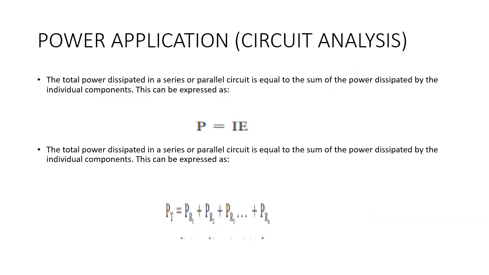Power application, circuit analysis. Resistive components in a circuit consume power. To determine the power dissipated by a component, multiply the voltage drop across the component by the current flowing through the component. Power, P equals current, I, times voltage drop, E. The total power dissipated in a series or parallel circuit is equal to the sum of the power dissipated by the individual components. This can be expressed as total power, PT equals power at R1, PR1, plus power at R2, PR2, plus power at R3, PR3, plus, until power at Rn, PRn.